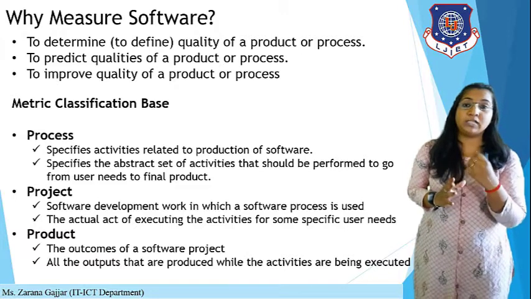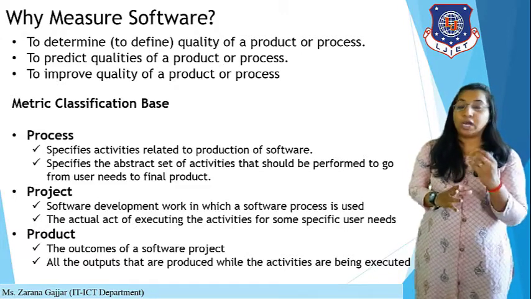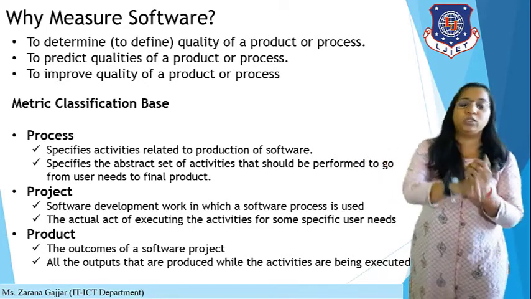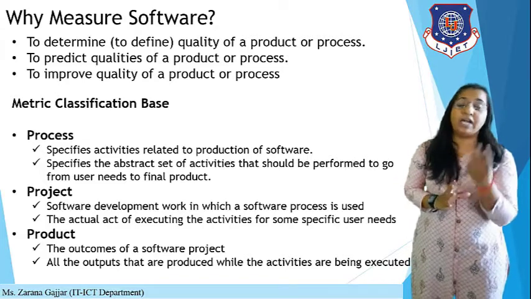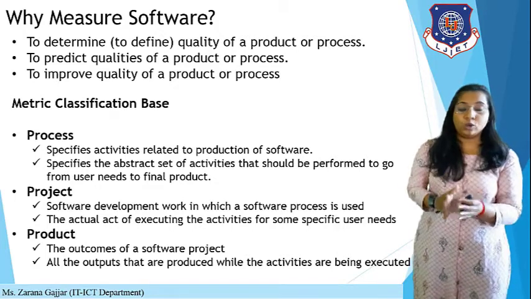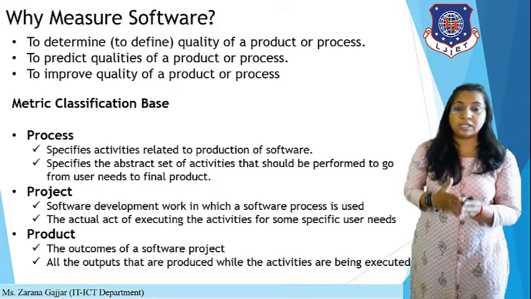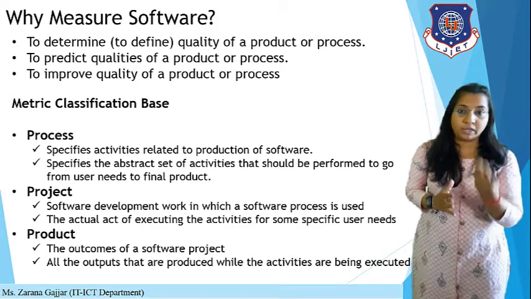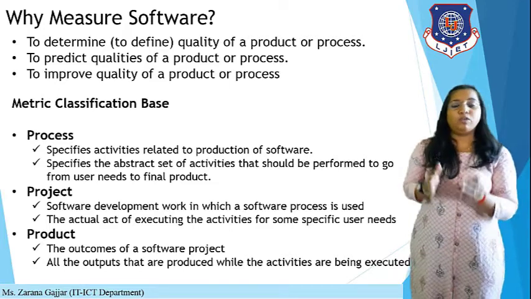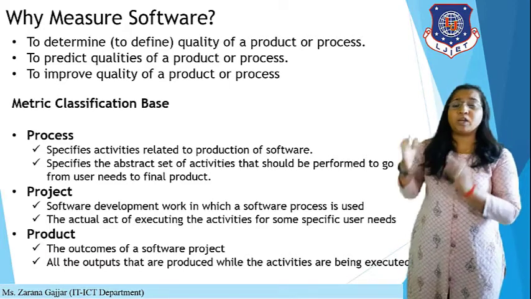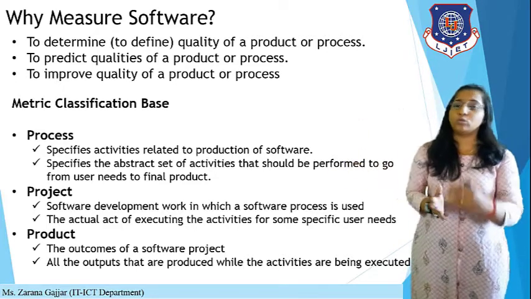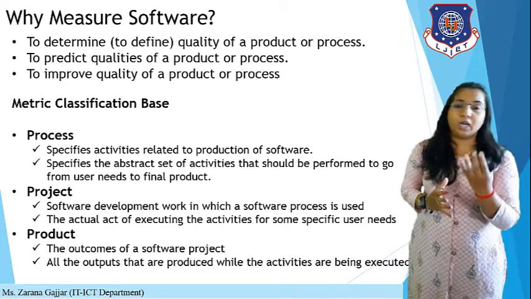Then, to predict the qualities of a product or process. So you can easily predict that if this kind of activity is there, then definitely this leads to that activity. So you can easily predict the quality, and improve the quality of a product or process. So why do we use software measures? We use software measures to determine quality, to predict quality, and to improve quality. If you are using the same terminology or methodology in your software development for the last 10 years, then your software should not get great success.